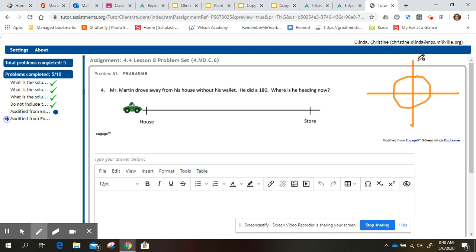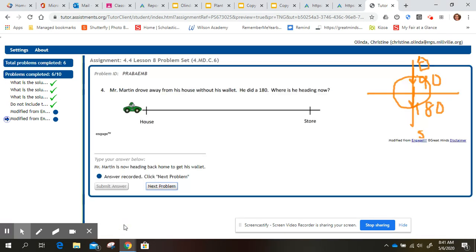Start here. At his house, and he was going to the store. This is 90 degrees. This is 180. He's driving, going this way, and he realizes he forgot his wallet. So he does a 180, which means he turns around and goes right back home to get his wallet. Mr. Martin is now heading back home to get his wallet.